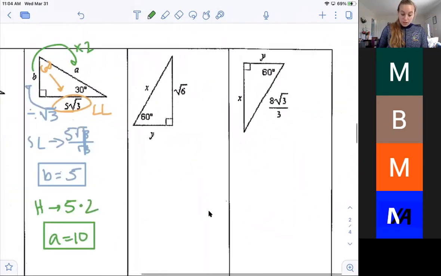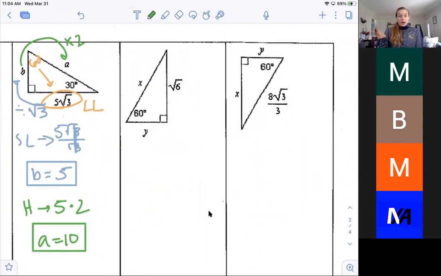So if you're feeling overwhelmed, try and break it down as simple as possible. Okay, all we're worrying about, and these are 30-60-90 triangles, is whether it's root 3 or 2.